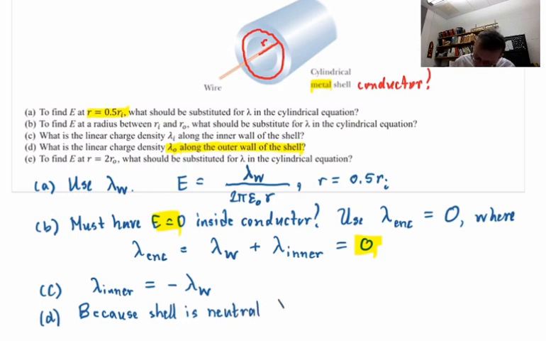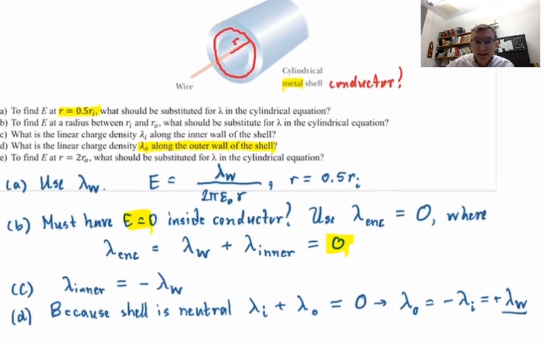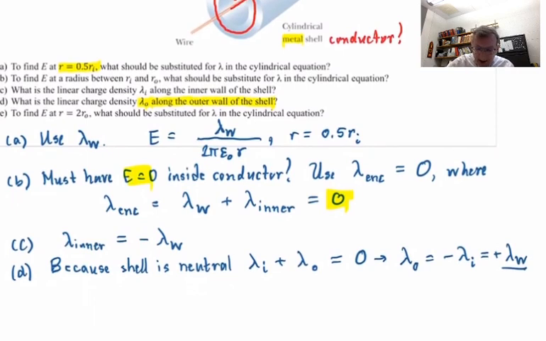Any linear charge density that's induced on its inner wall, inner surface, when combined with any linear charge density induced on its outer surface, must equal 0. From which I can conclude that lambda outer is negative lambda inner. I'll use I for inner. But lambda inner is negative lambda wire. So this is just plus lambda wire, the same as the charge per unit length of the wire. Okay? Just like that.